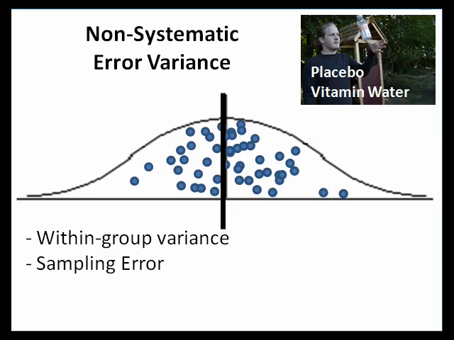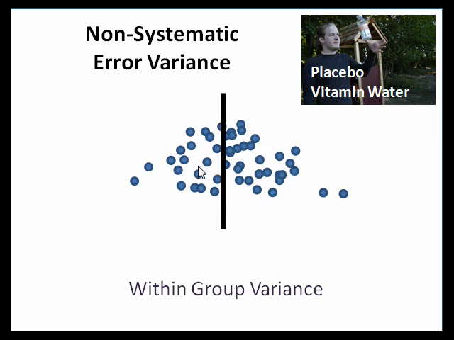There's going to be some non-systematic error variance that will be influencing our results: within group variance and sampling error. First, let's focus on the within group variance. When we randomly select and assign the people who will be receiving the placebo, their IQs are not all going to be the same. Some people will be very bright, some people will be much less bright, most people tending towards the middle. That variability among the participants in our control group is referred to as within group variance.